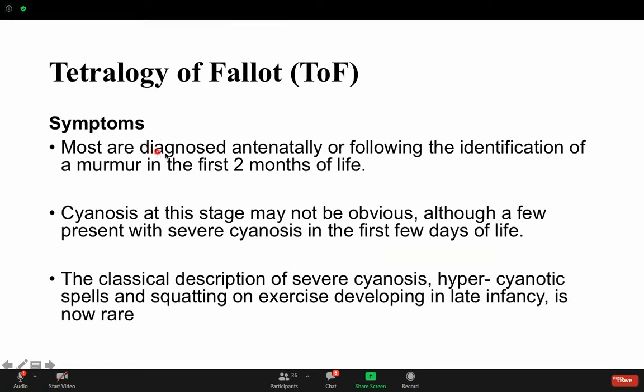symptoms most are diagnosed antenatally مع الالتراساوند اللي الحين نسويه regularly it will show defects. okay, if not it will be through identification of a murmur in the first 2 months of life. Cyanosis at this stage may not be obvious, although a few present with severe cyanosis in the first few days of life.